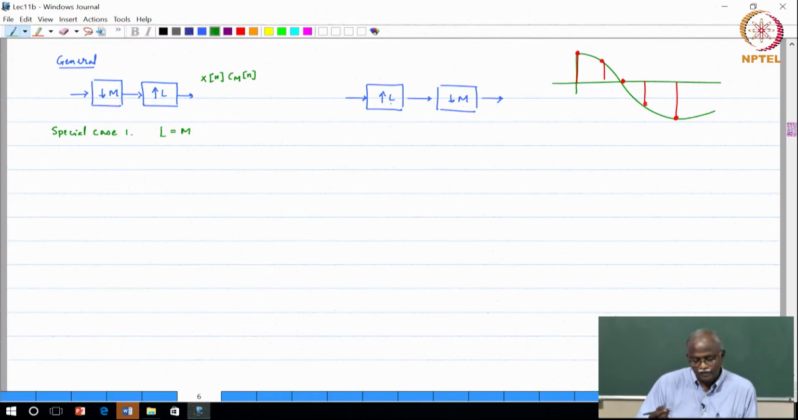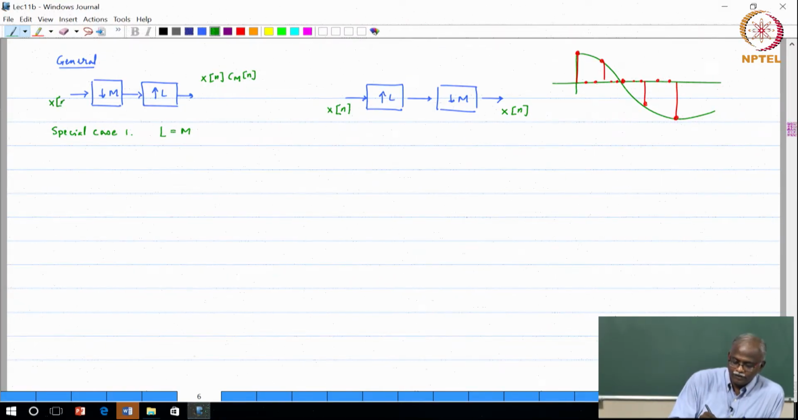Now upsampling by, let us say L equal to M equal to 2, does the following: it inserts 2 zeros between every set of samples, and then downsampling by a factor of 3 removes those 2 samples. So what I get at this point is, input x of n, output x of n. So clearly when L and M are the same, they cannot be interchanged, because here there is no loss of information.